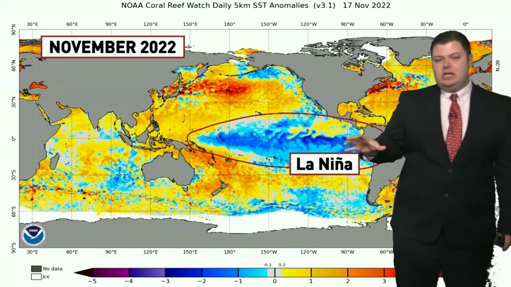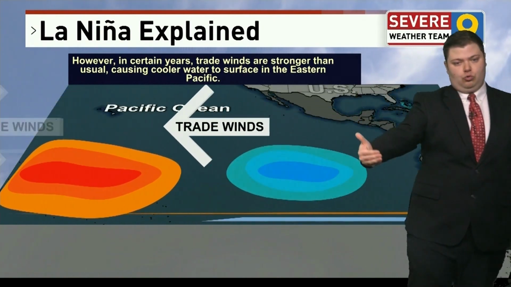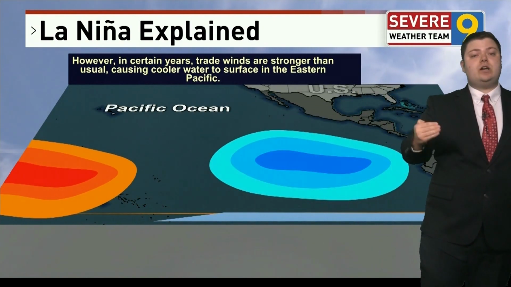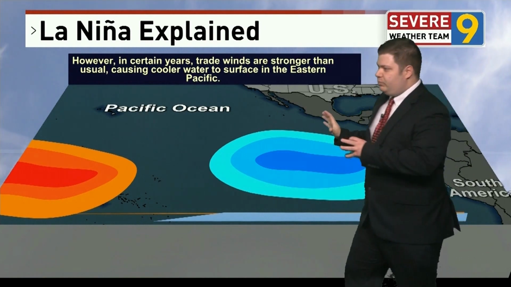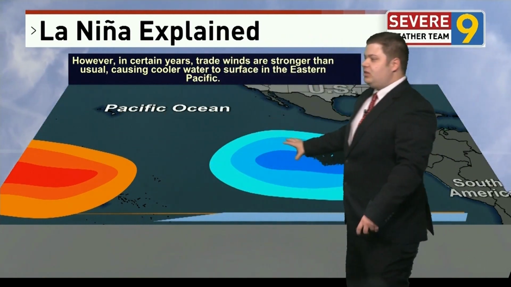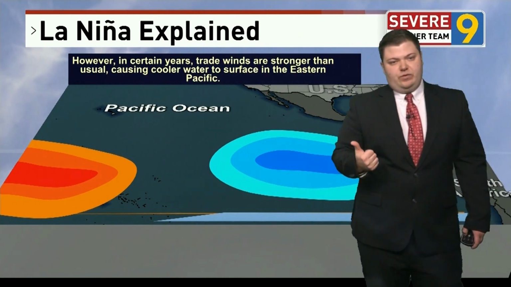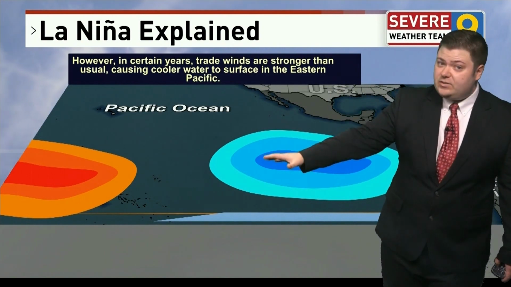And during a La Nina, to quickly explain, it's the opposite. So we're dealing with stronger than normal trade winds instead of weaker than normal. So we're seeing that warmer water get pushed further and further to the west, to the point where we actually start to see below normal sea surface temperatures develop in the eastern Pacific Ocean. But for this year, it's El Nino.